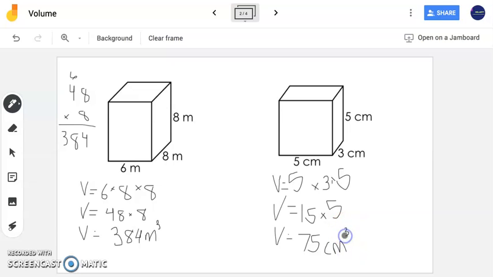Now notice here, again, we were given rectangular prisms. We were given the length, the width, and the height. In order to find the volume, you are simply multiplying the length times your width times your height.